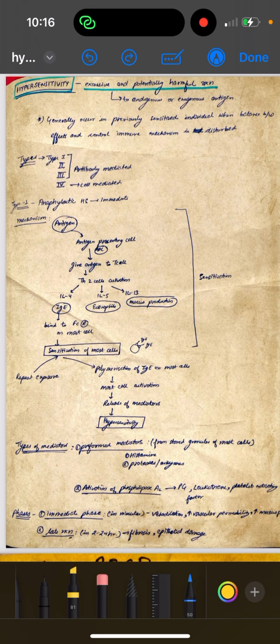Hello people, today we are going to read about hypersensitivity. So first we have to understand the definition of hypersensitivity.